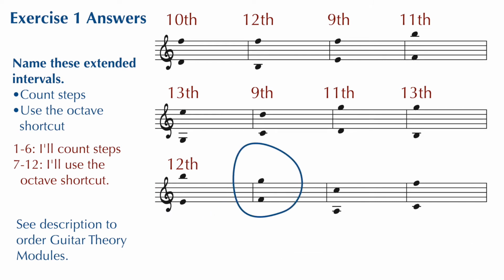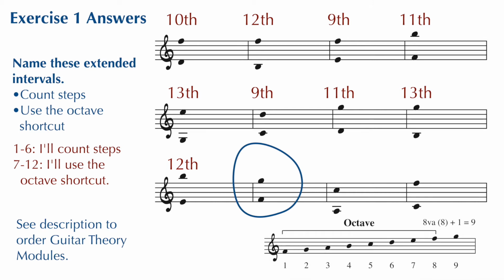Number 10, from this F to this G. Take the F, raise it an octave, so there's your 8. We just have one more to count, 9. So from this F to this G is a ninth.